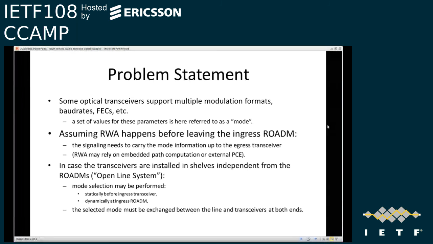We also want to make sure that the transceivers at both sides are configured in a consistent manner. Here we refer to as mode the set of values that we are going to set on both transceivers at both sides to fix those parameters when provisioning a new WDM path, a new wavelength within the network. We assume that the routing, wavelength assignment and mode selection happen before the signaling leaves the first ROADM along the path. We use that messaging to carry the mode information up to the egress transceiver to make sure that at the other end of the path, we have the correct set of transponders provisioned consistently with the ingress transponder.